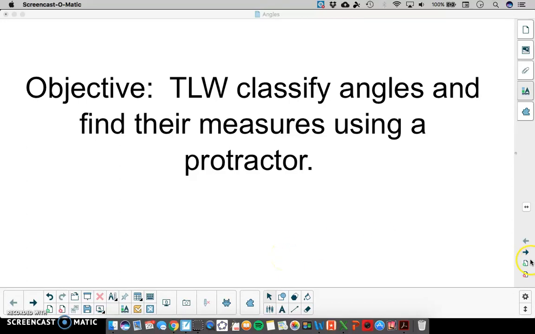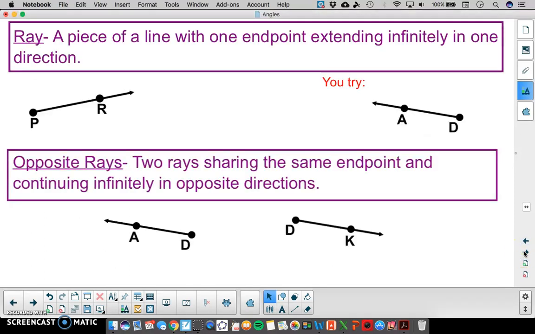In this video, the learner will classify angles and find their measures using a protractor. First, we're going to talk about what a ray is. A ray is a piece of a line with one endpoint extending infinitely in one direction.